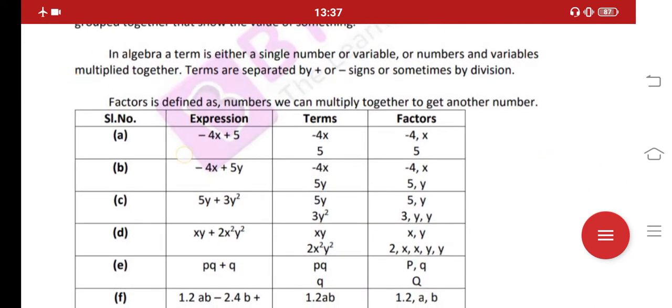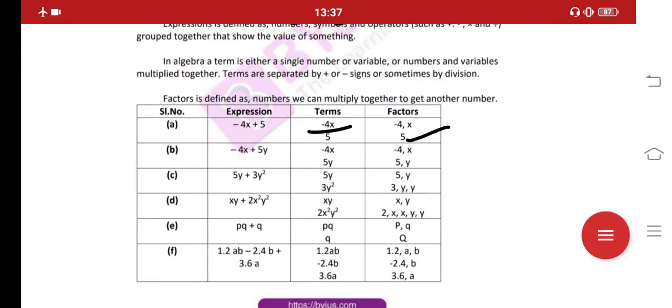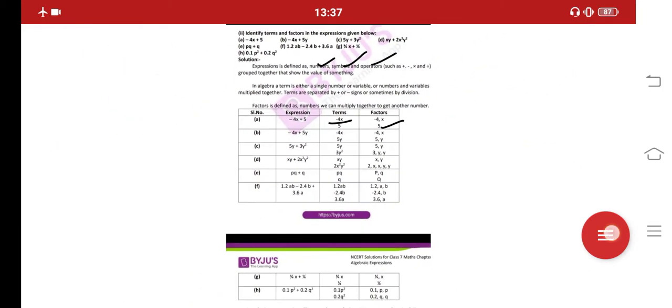So see here, if this is the expression, what are the terms? There are two terms, minus 4x and 5. I have told you to consider the negative sign along with the terms. So the terms are minus 4x and 5. And what are the factors? Minus 4x can be written as minus 4 into x, and 5 can be written as 5 as it is. So this is how you can split a term into its factors.